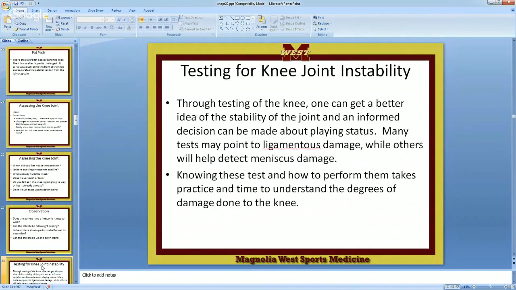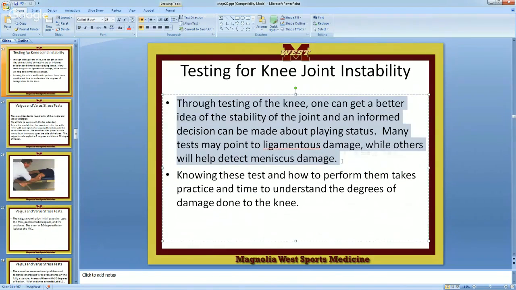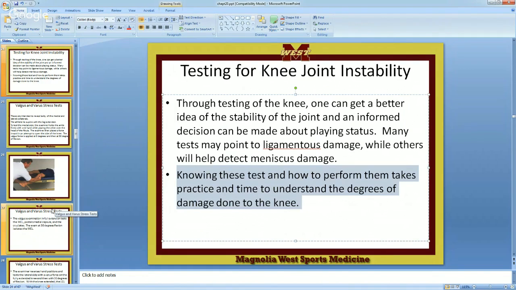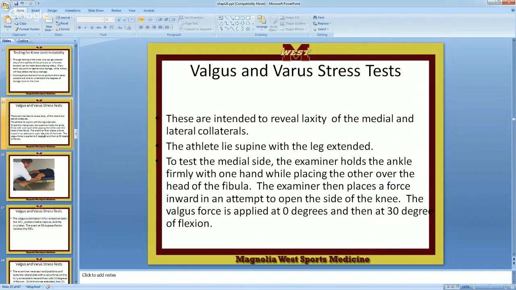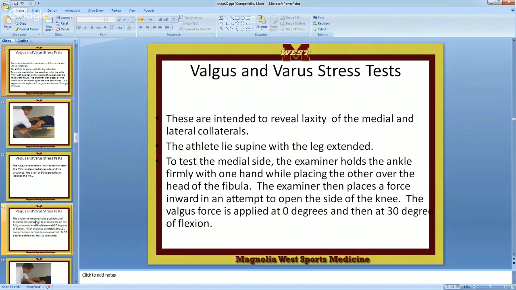21. So that's 24. No, this one here. Through testing of the knee, one can get a better idea of the stability of the joint, and an informed decision can be made about playing status. All right. Knowing these tests and how to perform these takes practice. So you're on 25. Let's go to 25. Valgus and varus stress test. All right. You have valgus and varus. You're not going to like this one, but that's just it. That's two of them.